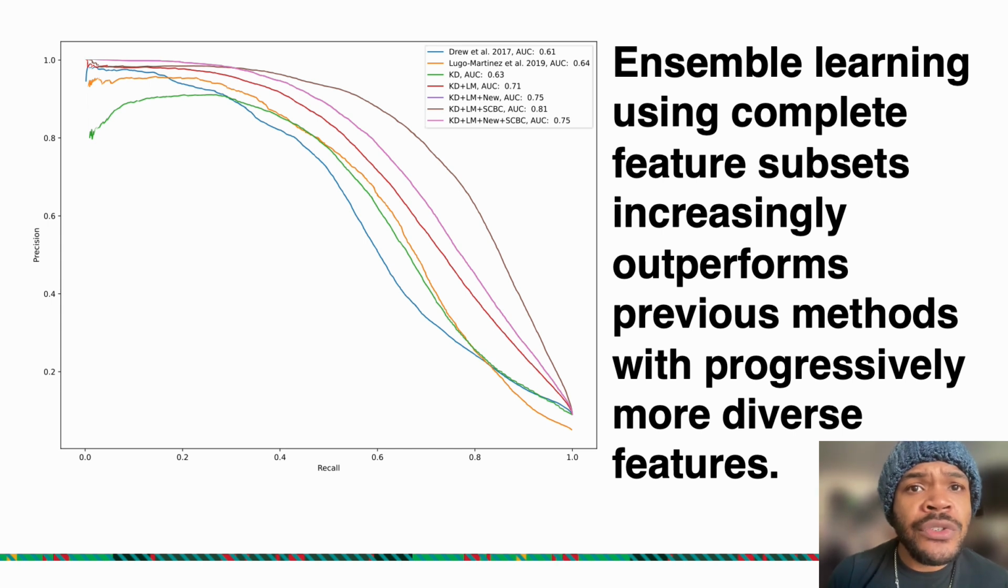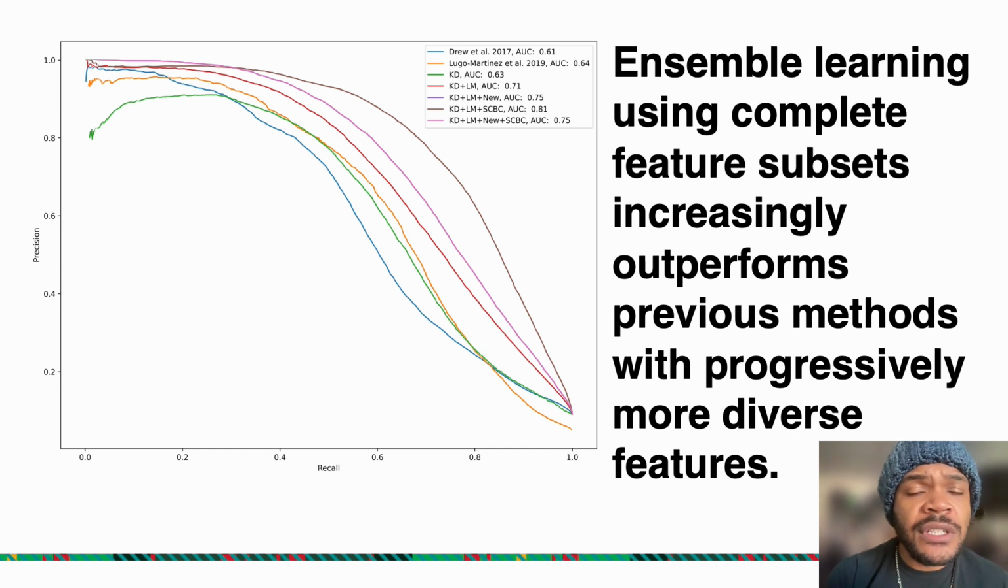This graph shows two of the preceding motivating studies' results, Drew et al. from 2017 and Lugo Martinez et al. in 2019, our group. For comparison, along with the performance of our new method for model interactions as we iteratively introduce progressively more diverse features.